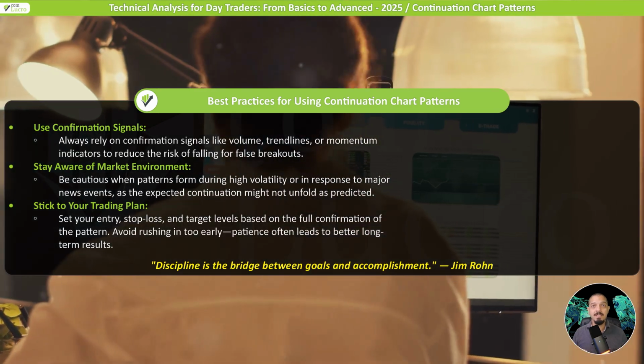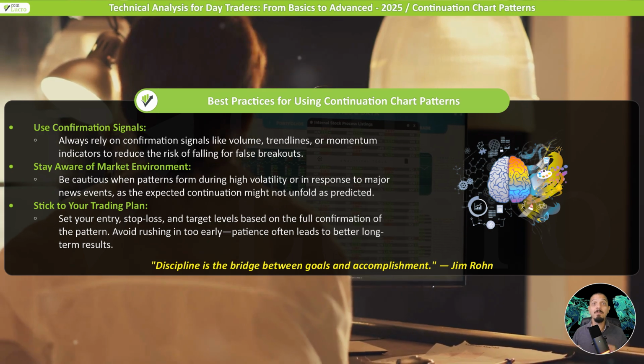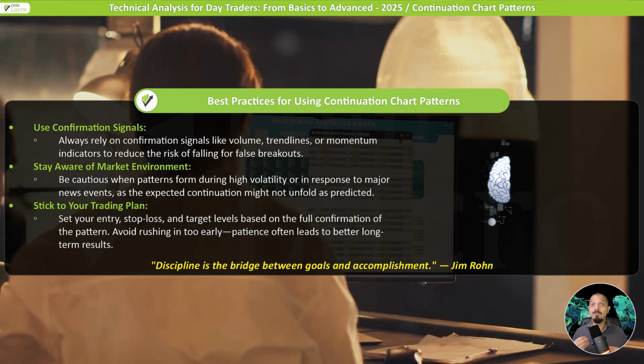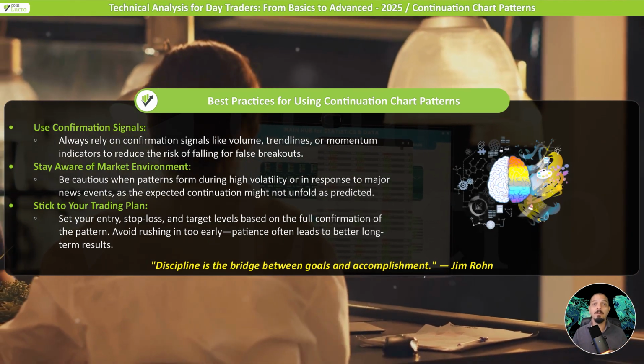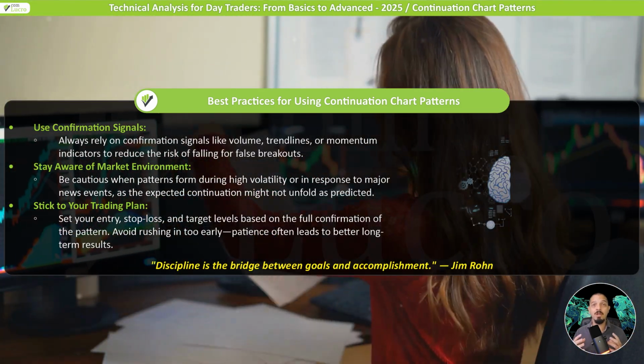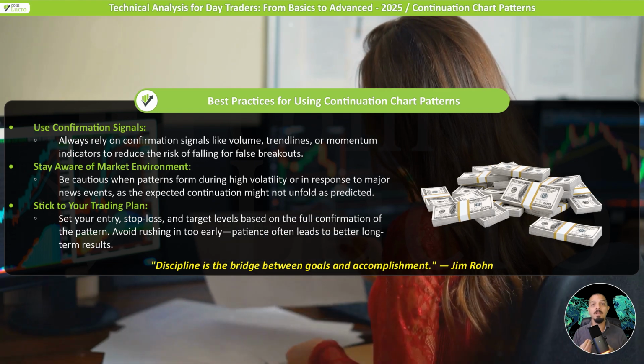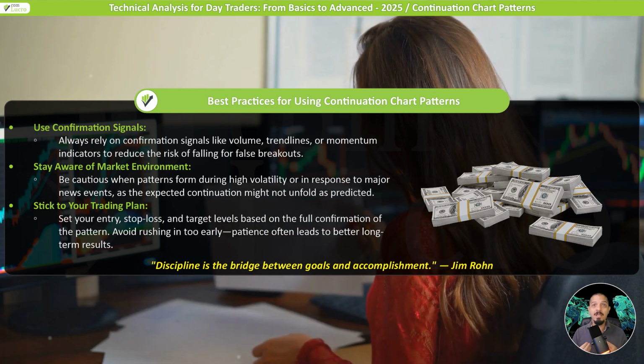And finally, stick to your trading plan. Make sure you've set your entry, stop loss, and target levels based on the full confirmation of the pattern. Don't rush in too early. Patience often pays off in the long run. By keeping these tips in mind and using continuation chart patterns thoughtfully alongside a broader market analysis, you'll be able to make better trading decisions and improve your overall strategy.